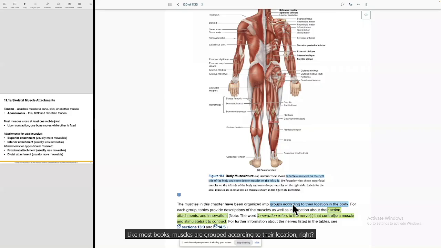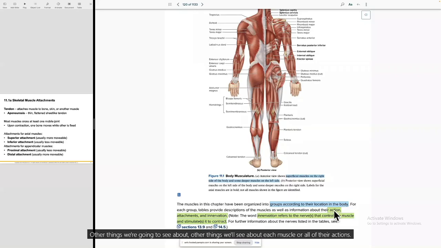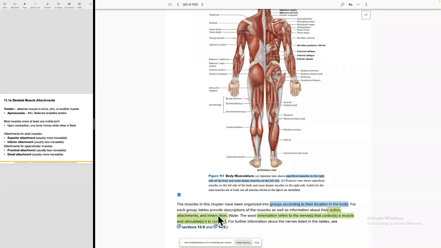In this book, like most books, muscles are grouped according to their location, right? All the muscles of the shoulder are put together in one section of the chapter. Other things we'll see about each muscle are all of their actions. What's everything it can do? What are their attachments, right? We've seen those words, origin, insertion. And then a new word is innervation. Innervation relates to the nerve that tells that muscle to do work.